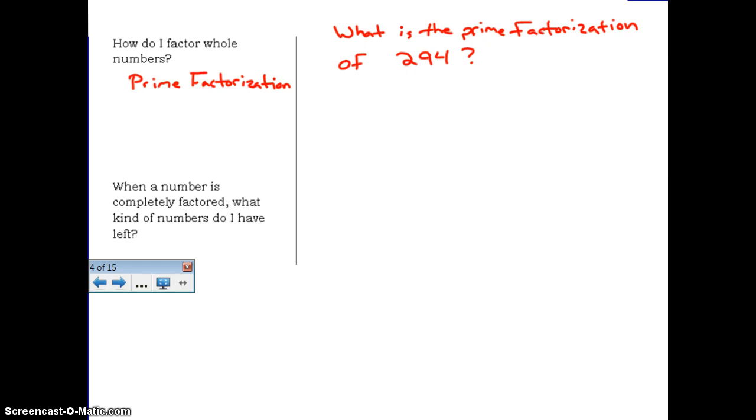Now, say you're given a big number, like 294. What is the prime factorization of 294? Okay, prime factorization means we're not just breaking down 294 into numbers that multiply to give us 294, but we're breaking it down into the prime numbers that multiply to give us 294. So I'll show you by example, and I'm going to show you a really valuable tool that you can use on your calculator. So let's stick with the number 294, and let's get those calculators out.